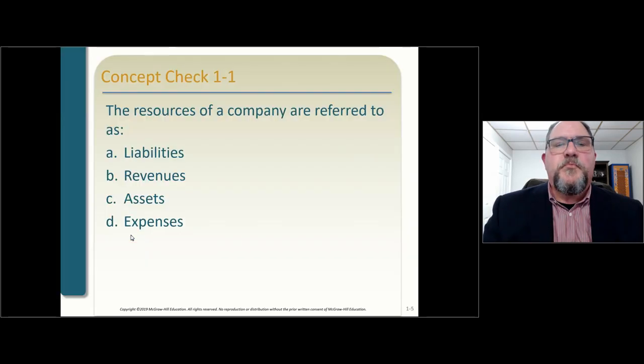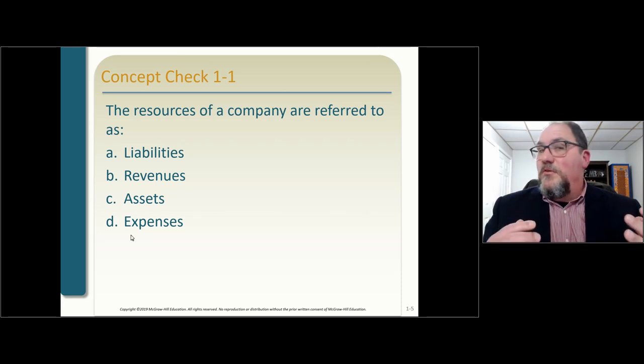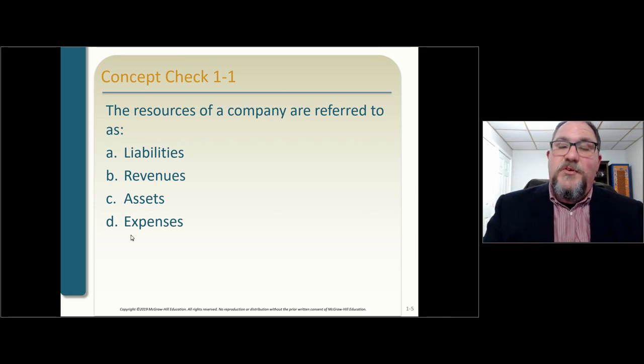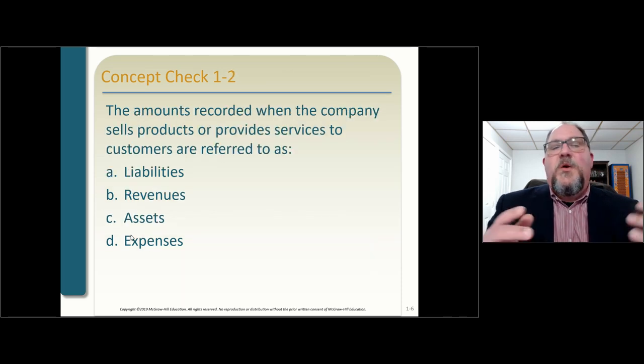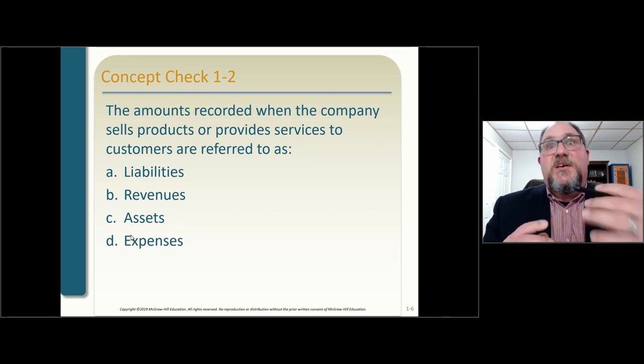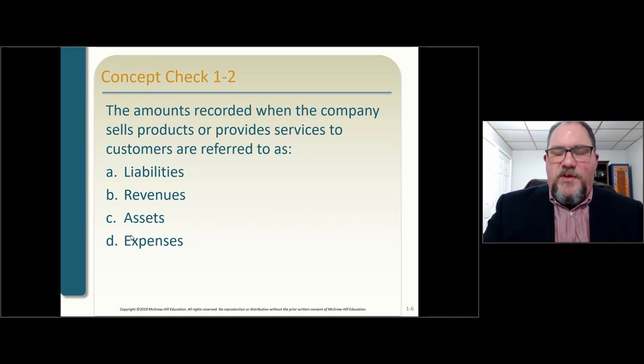Okay? All right, so a couple quick checks here just to make sure you got it. Resources of a company. What are their resources, the things they own? What are those called? Well, hopefully you know. It's going to be assets. Okay? Next item. The amounts recorded when a company sells products or provides services to customers. We sell stuff. When we sell stuff, we bring in money, and that money is called, yep, you got it, revenues. Okay?